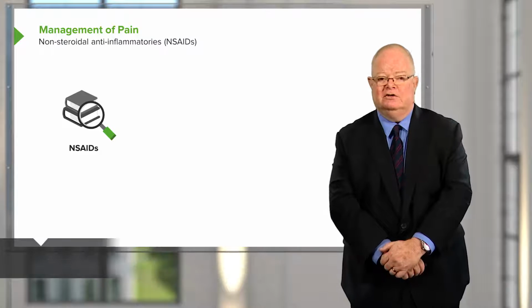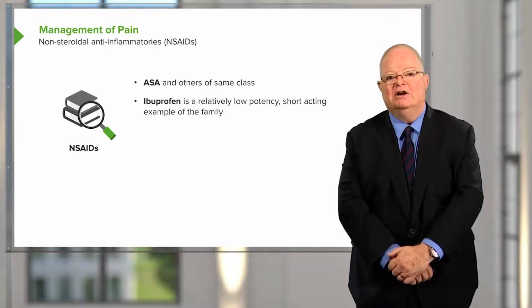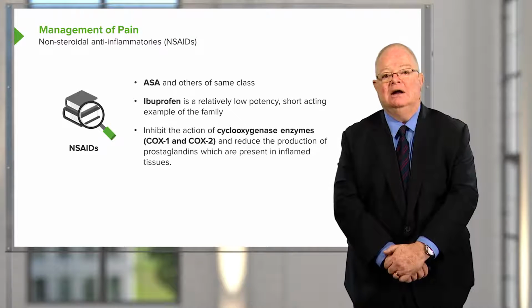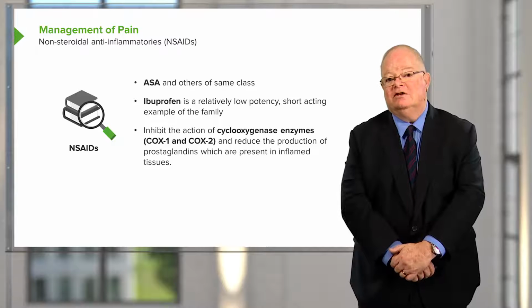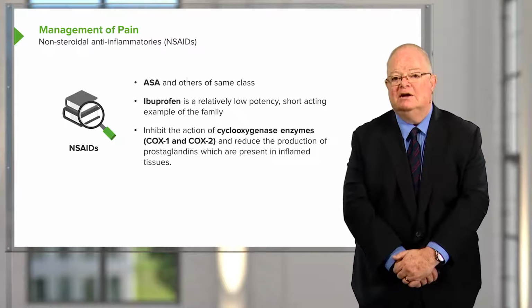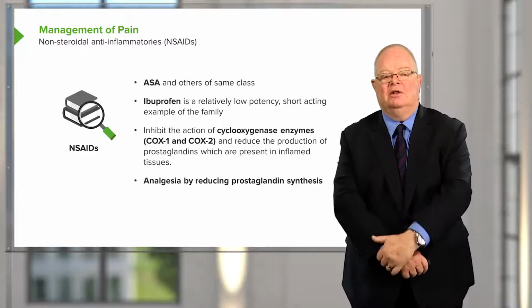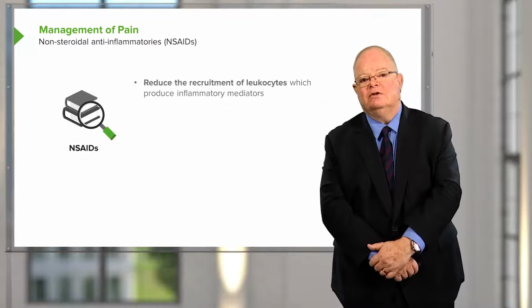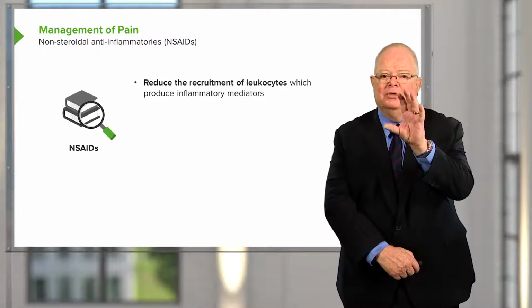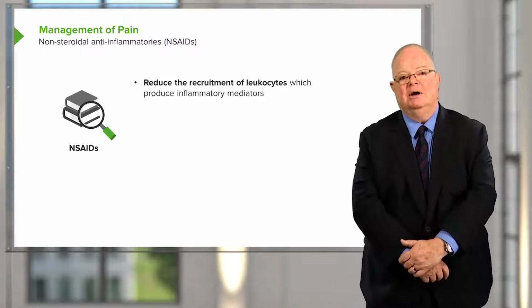Commonly used drugs as well are non-steroidal anti-inflammatories. The great-grandfather of all these drugs is aspirin, ASA. The newer drugs tend to be either relatively short-acting and low potency like ibuprofen, or they can be very long-acting and have very profound effects on the cyclooxygenase enzymes COX-1 and COX-2, and reduce the production of prostaglandins, which are present in inflamed tissues. So the reduction in inflammation reduces pain, so that's where they become analgesics. They also reduce the recruitment of leukocytes, white blood cells, which produce inflammatory mediators. So they both go in and help moderate inflammation and prevent further inflammation from forming.